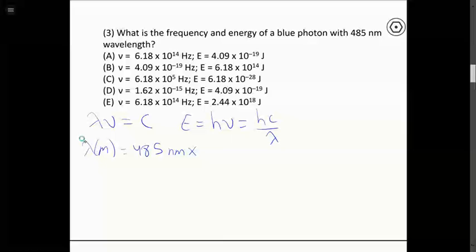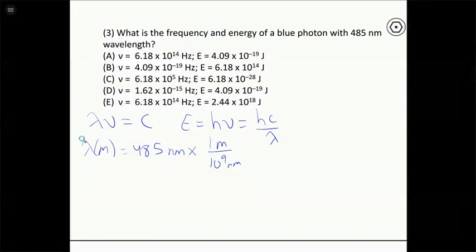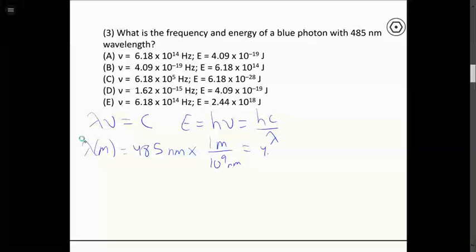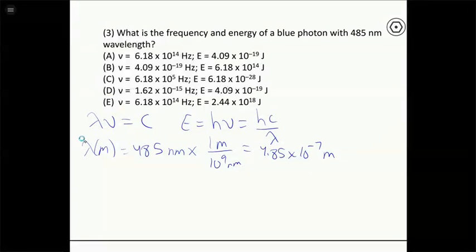So nano is 10 to the minus 9, so that means 1 meter would have 10 to the 9th nanometers. Or alternatively, there's 10 to the minus 9 meters in 1 nanometer. Either way, it gives you the same number. So that gives us 4.85 times 10 to the minus 7 meters. That's going to be the wavelength of our photon in the correct unit. And now we just have to plug this into the appropriate equations up here.